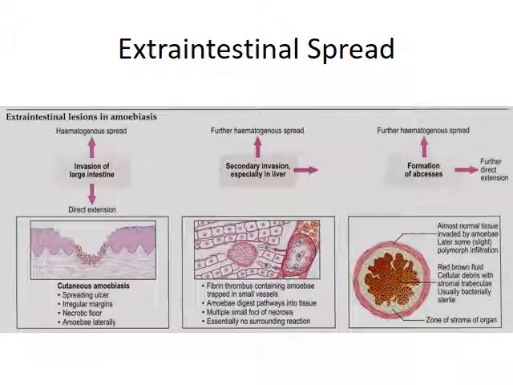Now, seeing the extraintestinal spread of amoeba, amoeba could directly invade the large intestine and could directly extend to the skin, causing cutaneous amoebiasis, which is manifested by ulcer having irregular margins and necrotic floor. Also, there is secondary invasion via the portal vein into the liver. The most common extraintestinal site of amoeba is the liver, where the amoeba enters into the cells of the liver and forms abscess.